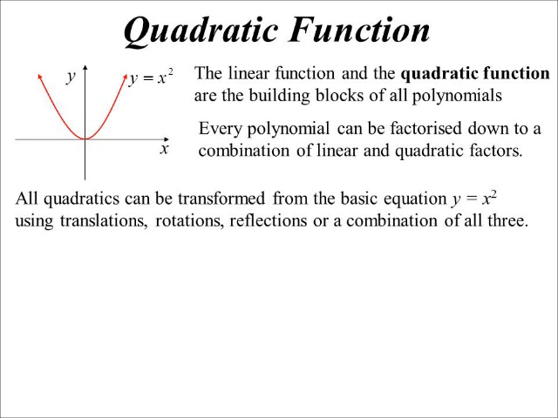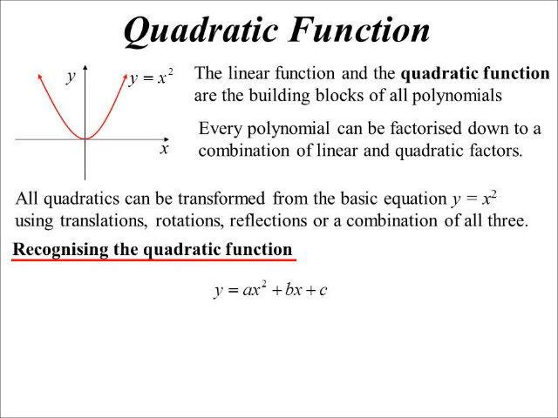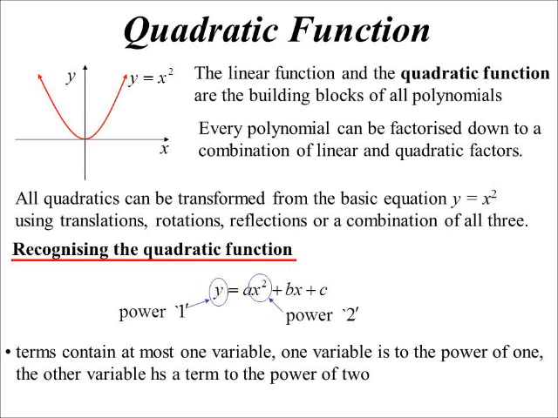So just like the straight line, the basic one, y equals x, our y equals x squared is the basic one, and we can turn it into any other parabola using translations, rotations, reflections, and so on. How do we recognise it? Well, there's our general quadratic, ax squared plus bx plus c. And basically, we're just looking for one of the pronumerals being to the power of 2. We recognise it's a quadratic, therefore the picture will be a parabola.